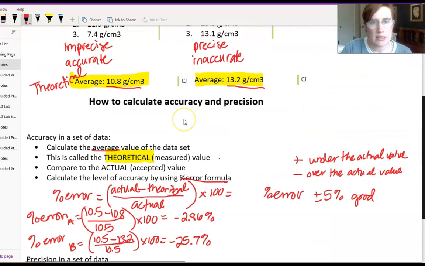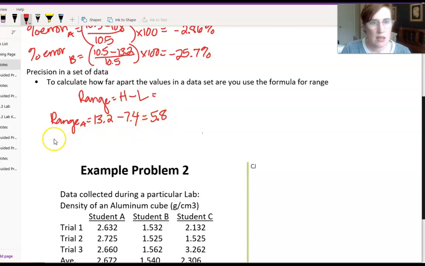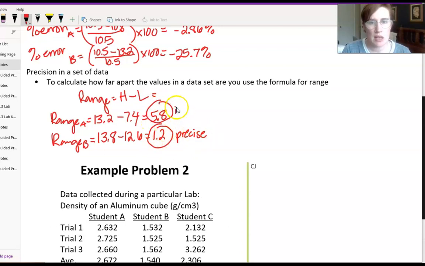So let's look at group A. The range for group A: 13.2 is their highest data point, 7.4 was their lowest data point, so their range is 5.8. For group B, their highest data point was 13.8 minus their lowest data point of 12.6, and so their range is 1.2. So we can see that group B is more precise. Their data points are closer together, they're more consistent. And group A is imprecise, especially compared to group B.